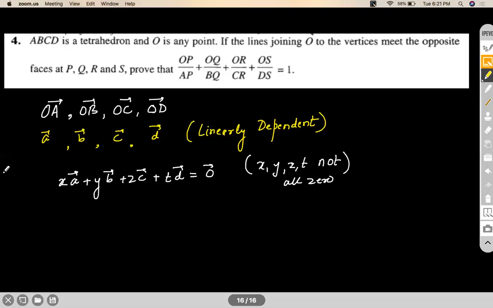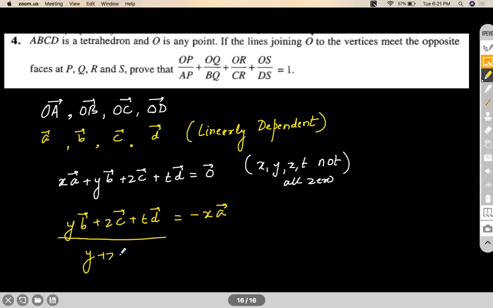After that you are stuck. Okay, let us try to solve it together. Now, if you look at this expression, can I write it as yB plus zC plus tD equal to negative xA? Correct? Then y plus z plus t equals minus x. Yeah, that's what I wrote here. Now do one thing. Let us divide by y plus z plus t.